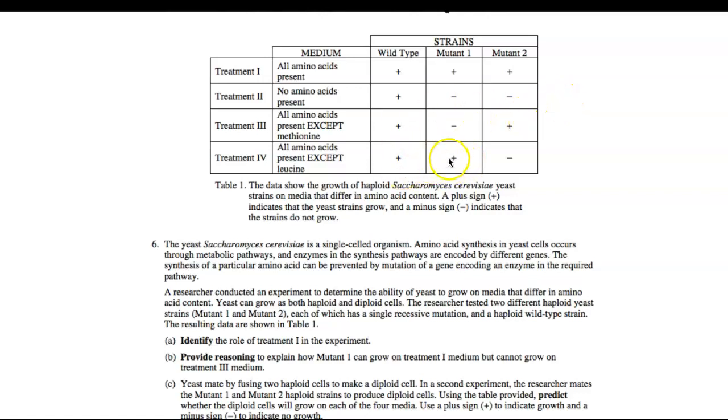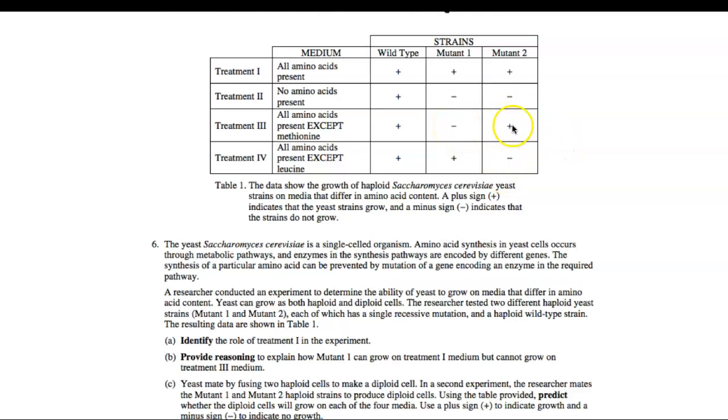And so it thrives. It's okay if you put all the amino acids except for leucine. The mutation isn't with the enzyme to make leucine, so this one's fine. However, if you put all amino acids except methionine, it can't make methionine. So obviously that's where the mutation is.